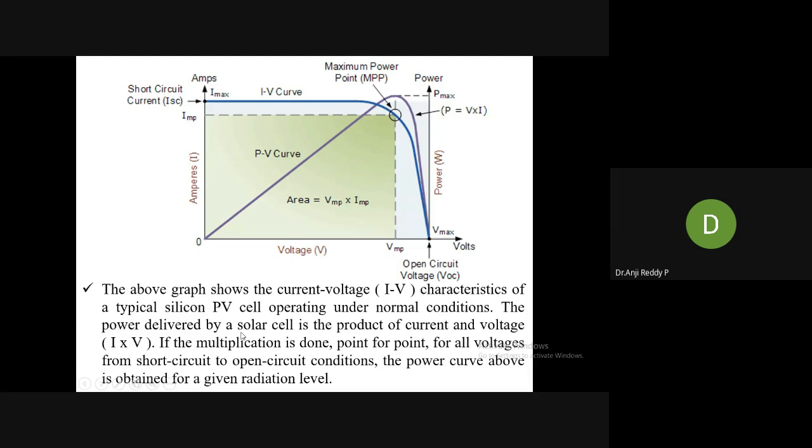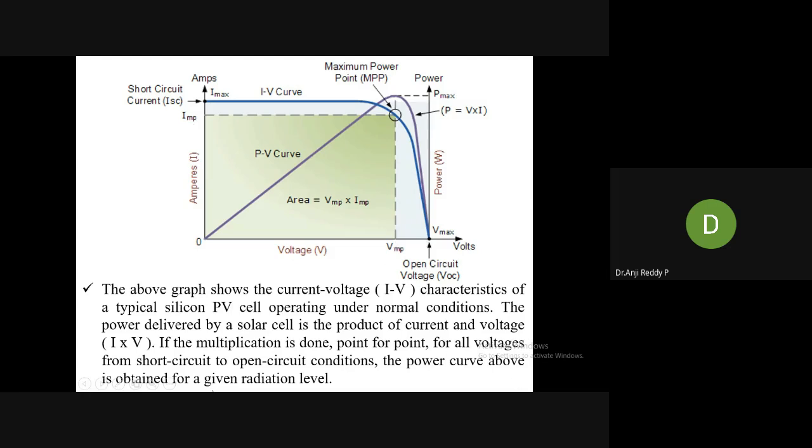The power delivered by a solar cell is the product of current and voltage. If you multiply both, we will get the power. The multiplication is done point for point, every point. From I maximum to V maximum, along this complete blue curve, at every point the current and voltage values change. Multiplying point to point gives different power values, for all voltages from short circuit to open circuit conditions. This point we call short circuit, this point open circuit. I will explain those terms also.